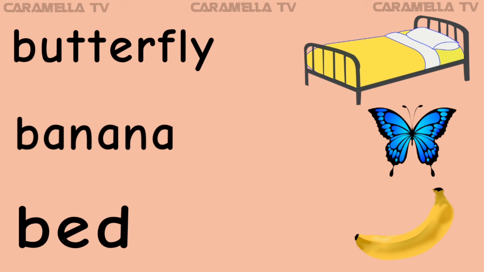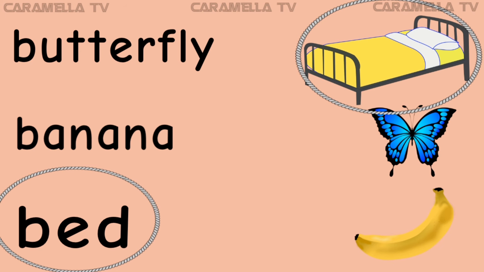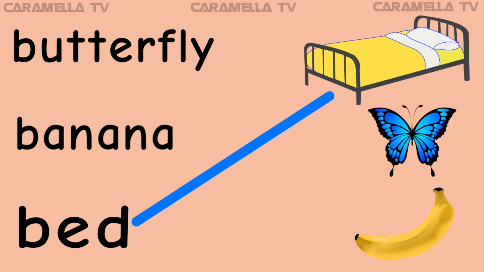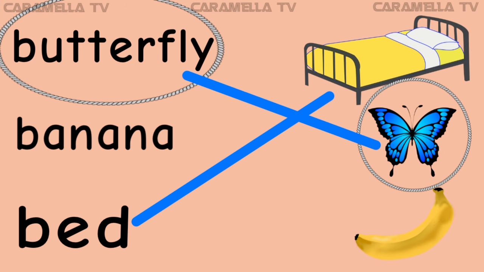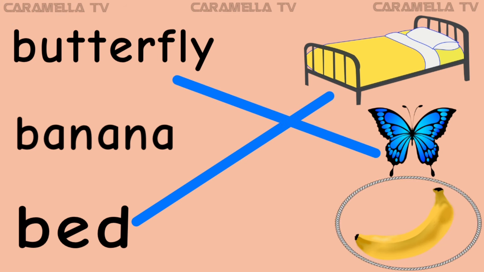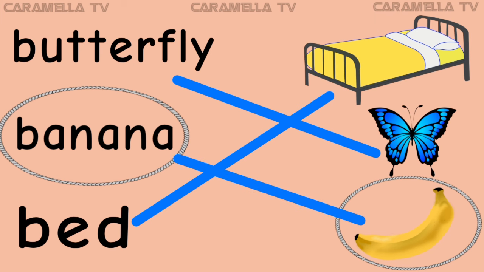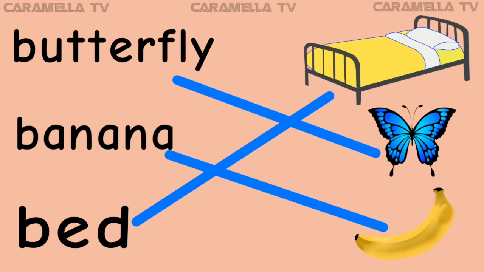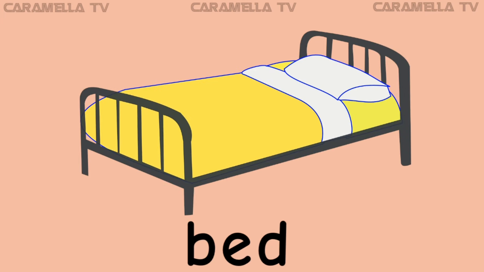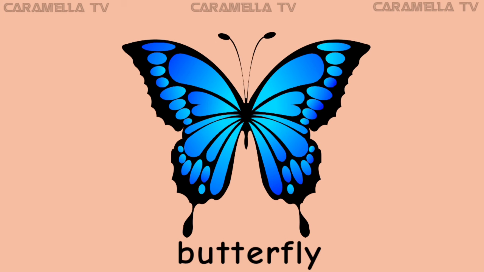Hi guys, let's connect every picture with its word. And first picture we have is a picture of a bed. Can you guys guess where the word bed? That's right. Let's connect them. And second picture we have is a picture of a butterfly. Can you guys guess where the word butterfly? That's right. Let's connect them. And last picture we have is a picture of a banana. Can you guys guess where the word banana? That's right. Let's connect them. We have three words: butterfly, banana, bed. Bed. Butterfly. Banana.